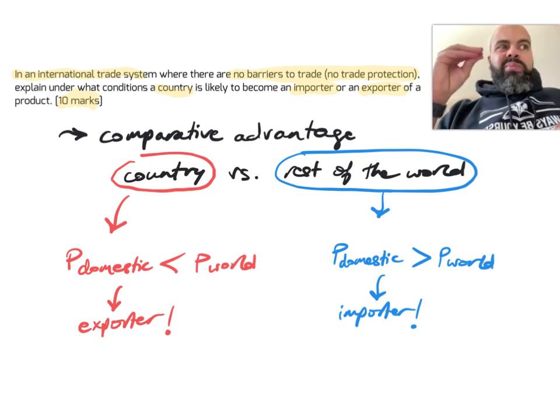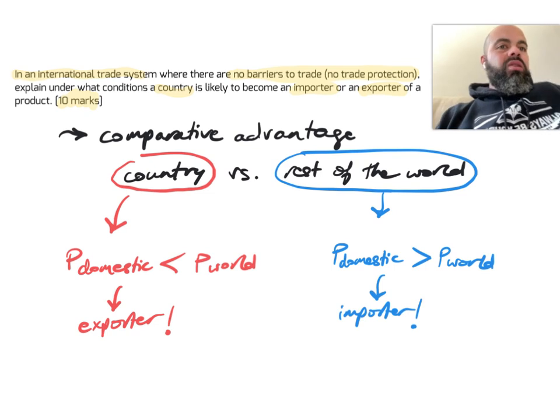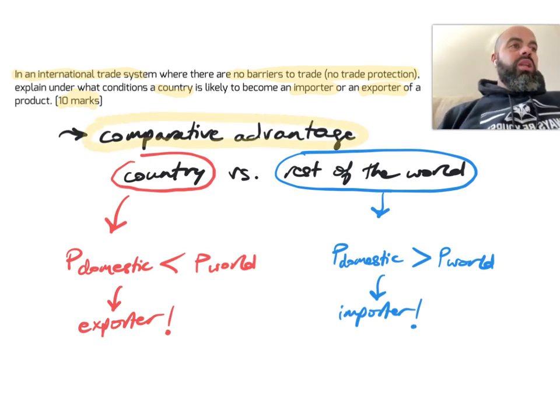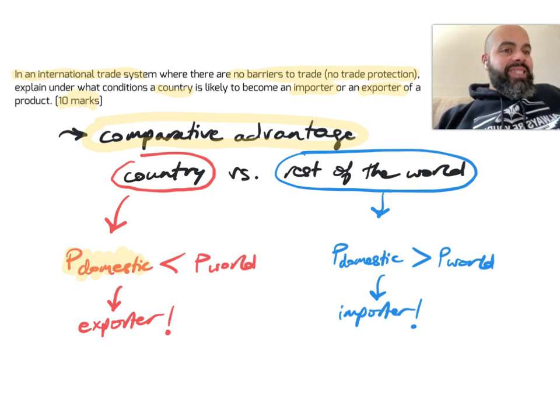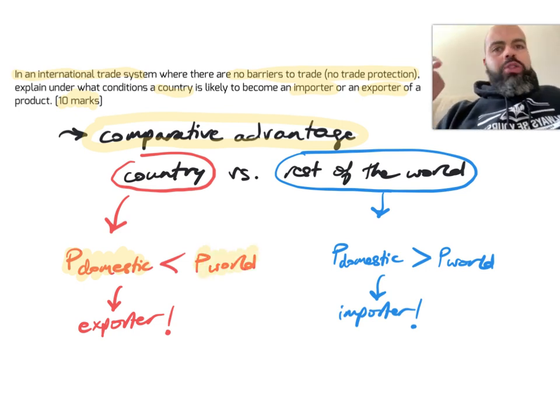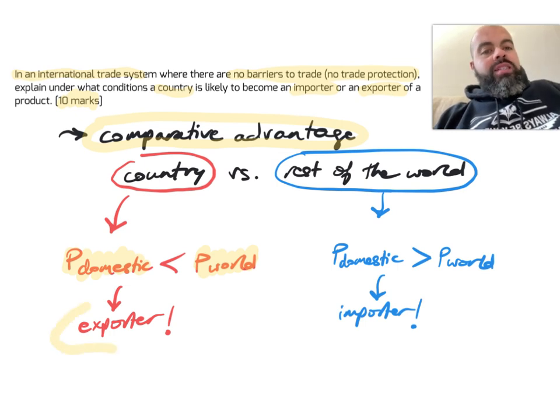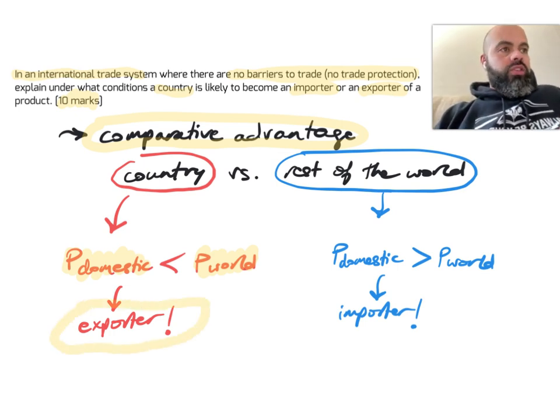To sum up, in short, it depends on the comparative advantage, which is the ability to produce a product at the lowest opportunity cost. If the country holds the comparative advantage, the domestic price of the product will be less than the world price of the product. In that case, the country will be an exporter.